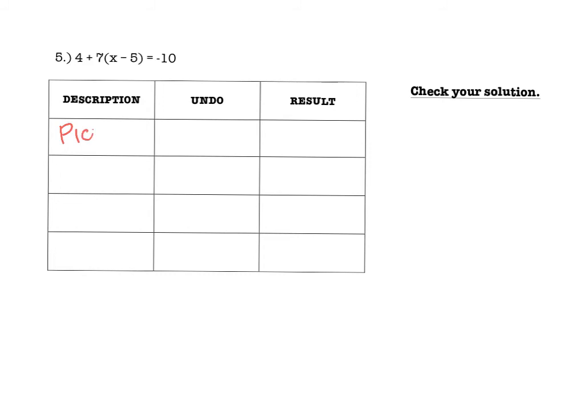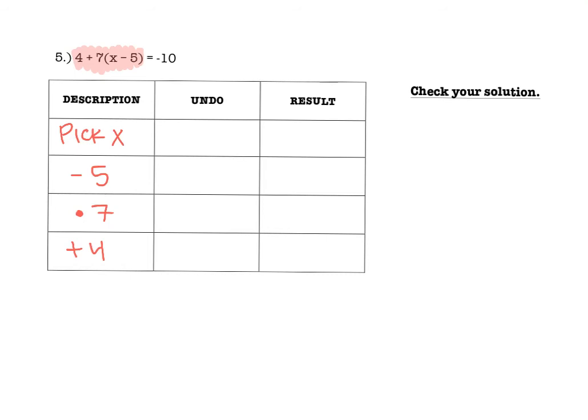We start with pick x, because that's what we always start with. Again, I'm looking over here at this side that has the x, and I'm going to follow order of operations. Well, in order of operations, parentheses comes first. So because we have x minus 5 in parentheses, the first thing I would do is minus 5. If I knew what x was and I was evaluating that expression, I would follow order of operations and subtract 5. Then after I subtract 5, I would multiply by 7 and then add 4 because multiplication comes before addition.